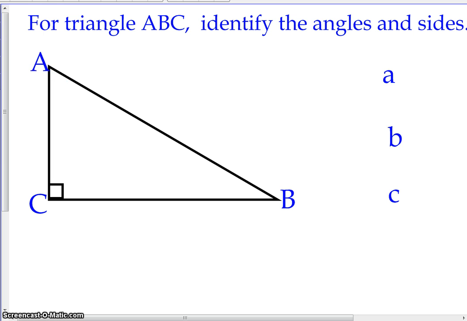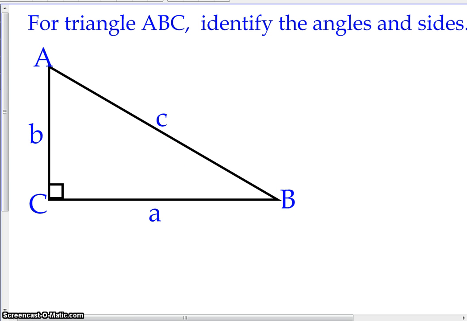We use capital letters to show vertices. So we're using those capital letters to show the vertices. Across from the uppercase C is the lowercase c. So the c is always the hypotenuse. Across from the uppercase A is the lowercase a, the side across from it. So that side there is the lowercase a. Across from the uppercase B vertex is the lowercase b side.